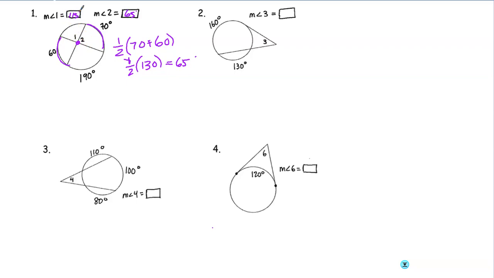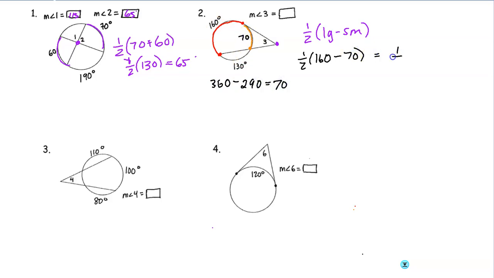Okay. In number 2, the vertex is outside. When it's outside, it's 1/2 large minus small. My large arc is here, and my small arc is this one from there to there. I know the large arc, so that's good. So I can do 1/2 of 160 minus the small arc, but I need to find it. The good news is I have all the arcs except that one. So I'll do 360 minus those two, which is 290, and so I get 70. So that missing arc was 70. Then I have half of 90, or 45.